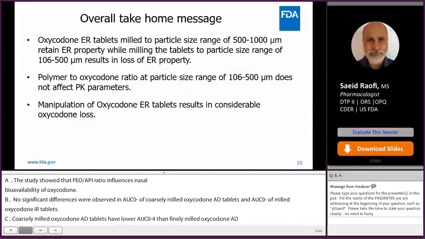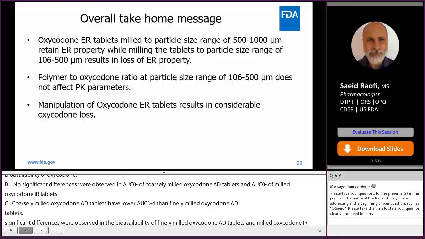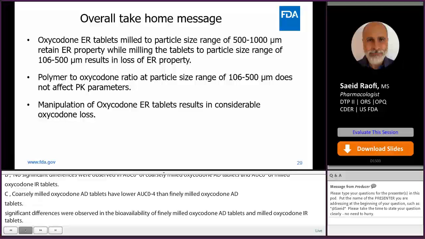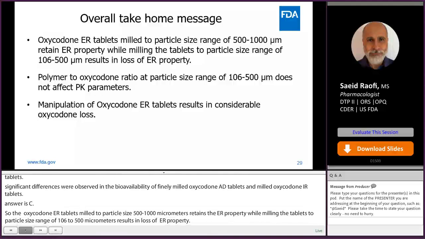So the overall take-home message: oxycodone ER tablet multi-particle size range of 500 to 1000 micrometer retain ER property while milling the tablet to particle size range of 106 to 500 micrometer resulted in loss of ER property. Polymer to oxycodone ratio at the particle size range of 106 to 500 micrometer does not affect PK parameters. Manipulation of oxycodone ER tablets resulted in considerable oxycodone loss.